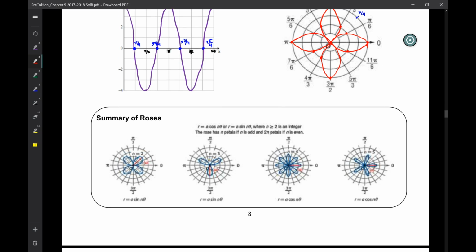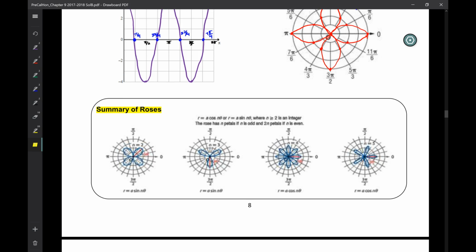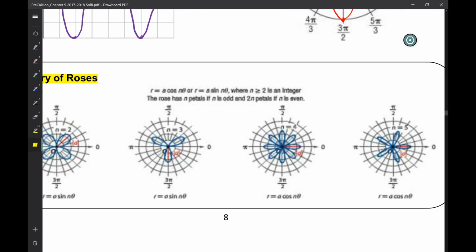This is a summary of roses here. The one we just did was cosine. Do you see how the cosine is a maximum at 0? So cosine is a maximum at 0. You always have a maximum here for cosine, even and odd. For the sine, you don't have it on the polar axis.